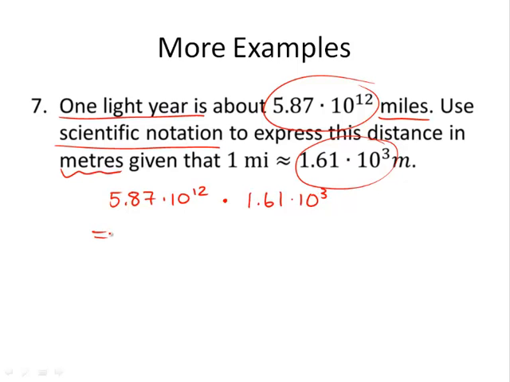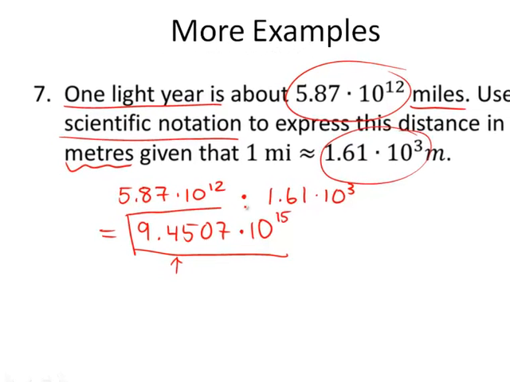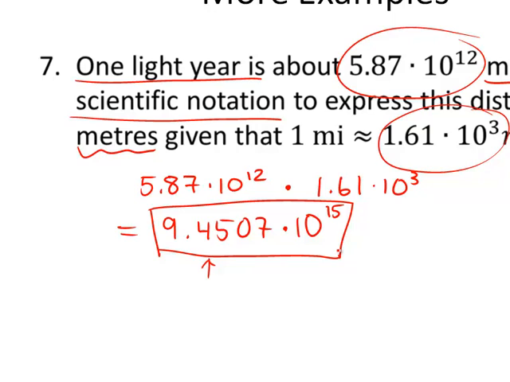Similarly, as before, we can multiply the coefficients, the first numbers, 5.87 times 1.61, giving us 9.4507. And we can also multiply the powers of 10, and we know that that's 12 plus 3, giving us 10 to the power of 15. And in this case, our number here is less than 10, so we can leave it as is. 9.4507 times 10 to the 15 is the number of meters in a light year.